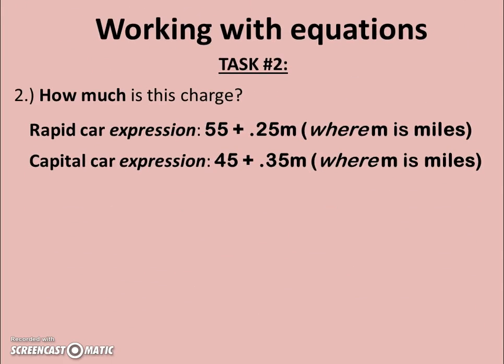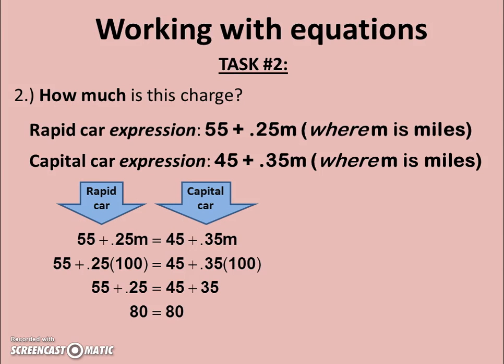Okay, so number 2, how much is that charge? Okay, now we know we got our two expressions now. Rapid Car was 55 plus 25 cents per mile, and Capital was 45 plus 35 cents per mile. So we set the two equal to each other, and we solve. There's our Rapid Car expression on the left, our Capital Car expression on the right.